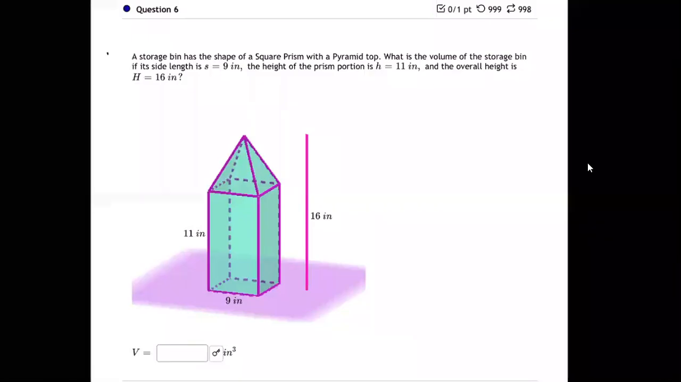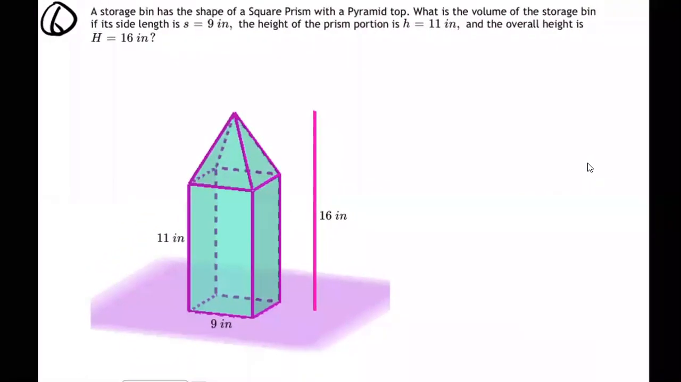Okay, so on this one, we are trying to find the volume of that shape. So I think you know how to do these pretty easily by now. What is this up here? This is going to be a pyramid, and then this down here is a rectangular prism.